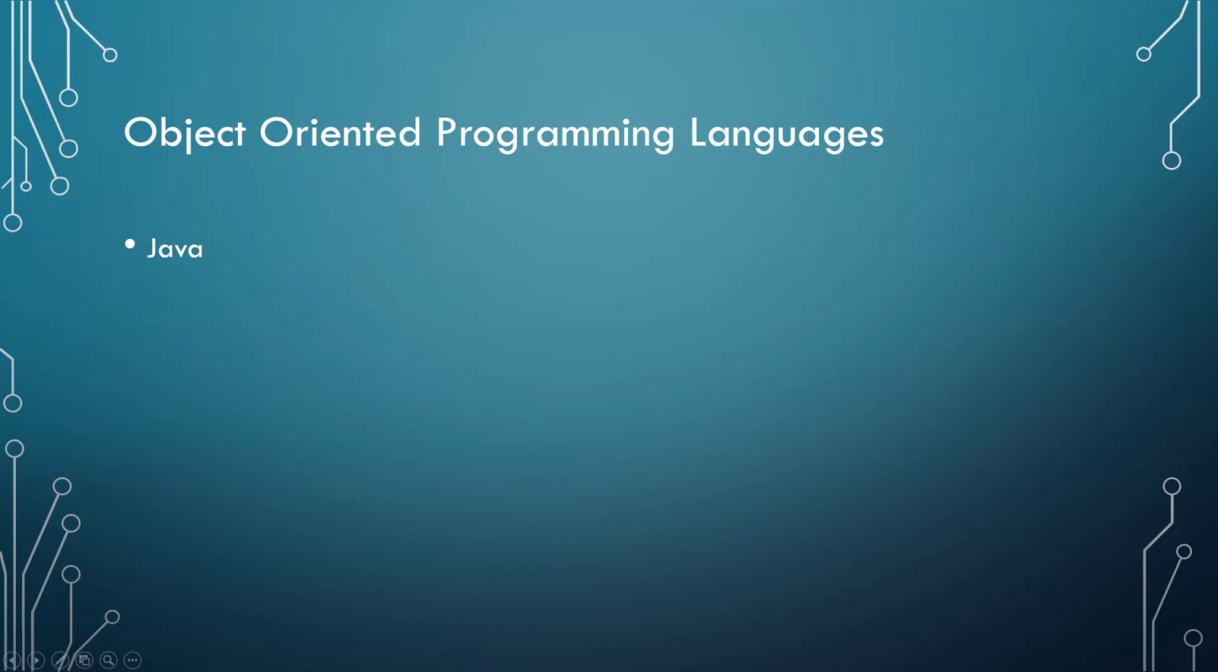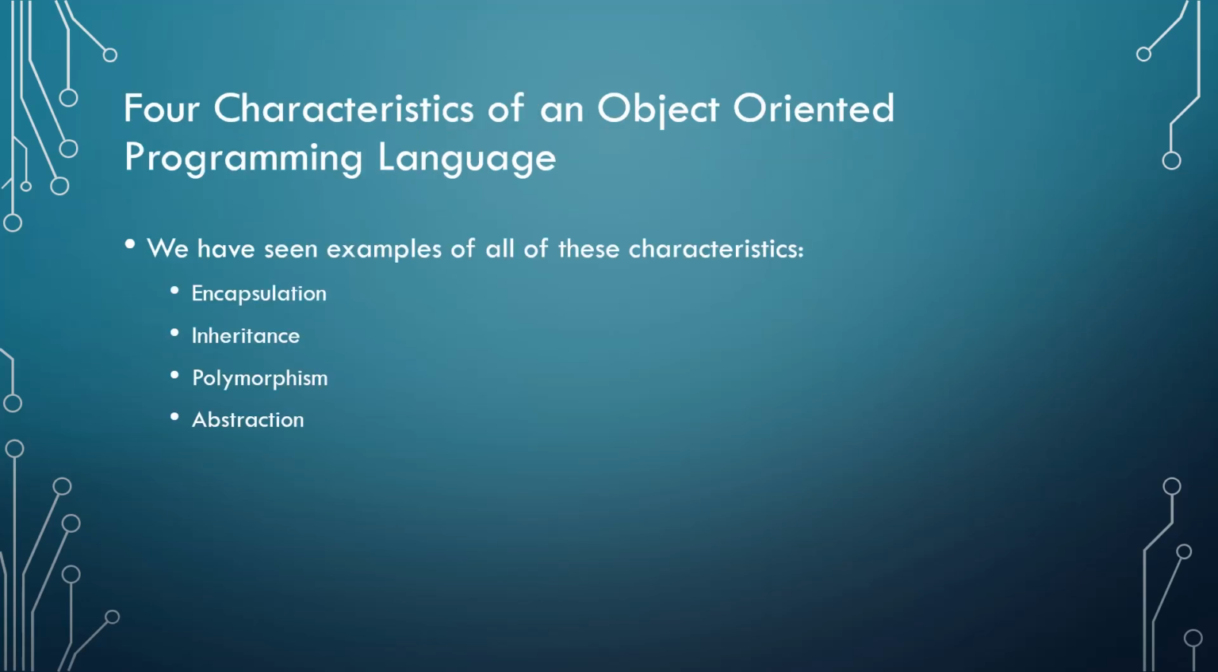In today's lecture, we're going to finish our discussion of object-oriented programming languages such as Java, the four characteristics of them. And we've seen examples of all these characteristics even if we haven't called it out explicitly. Encapsulation, we've definitely called out explicitly many times. Inheritance, polymorphism, and abstraction. So of these four, we've talked about encapsulation and inheritance, a little bit about abstraction, but not too much explicitly about polymorphism, but you have seen it in action.